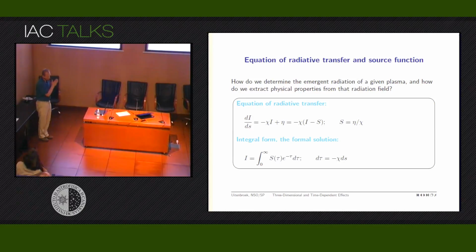So when light passes through the atmosphere, the change in intensity over a stretch of S is minus what is absorbed, chi times I, the intensity, plus what is emitted into the direction that you are observing. And you can rewrite that, defining the source function as the ratio of the emissivity over the absorption, and rewrite the equation of radiative transfer this way.